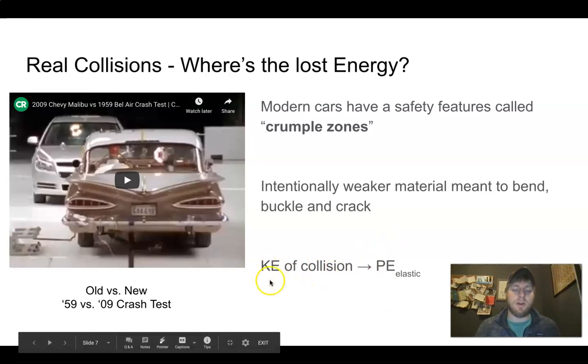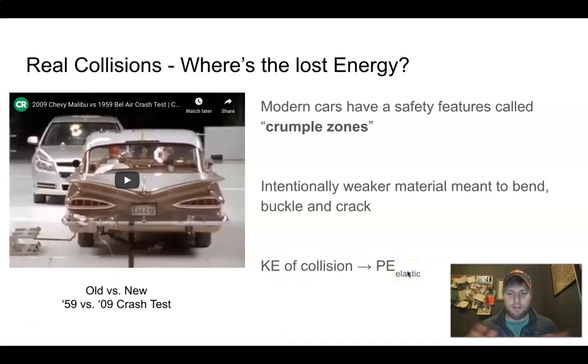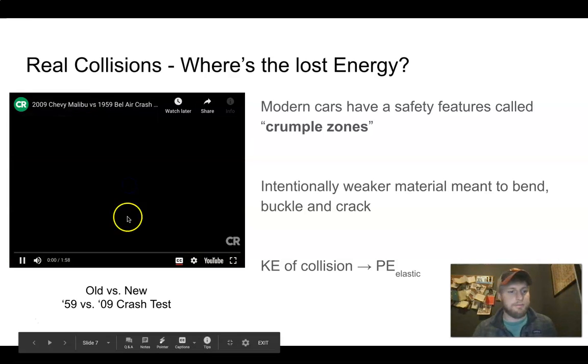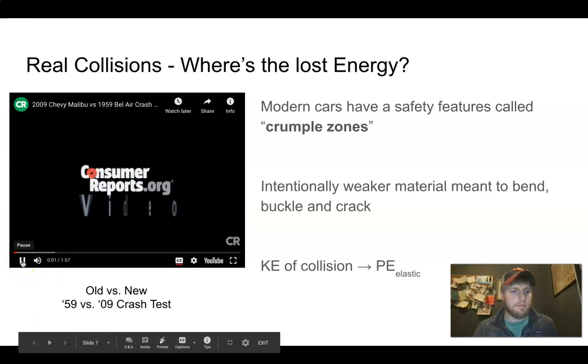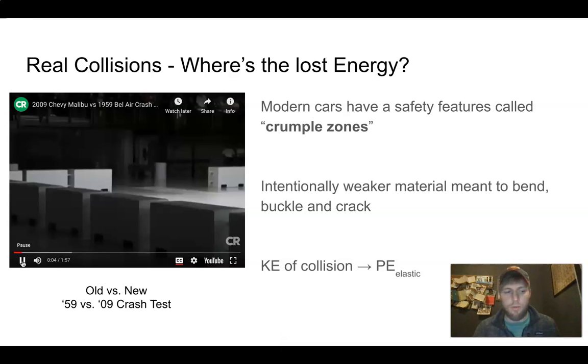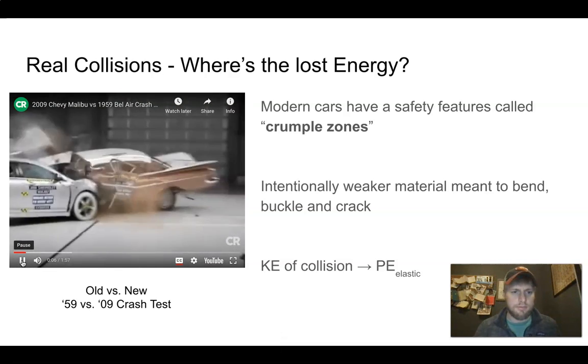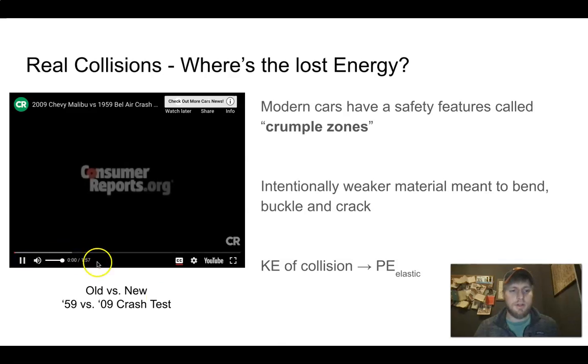The big idea is that we're trying to convert as much of the kinetic energy of the collision into the elastic potential energy of squishing a car. So again, I'm just going to play a short bit of this video. You can find this video online, and there's actually a pretty good narration over the top of it. So we'll just see the crash and then we'll move forward.